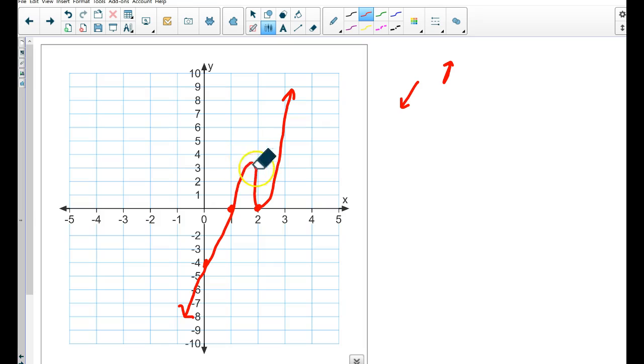Now we can't really figure out how high it goes. You would actually need to use a graphing calculator or calculus in order to determine that. I hope this helps.